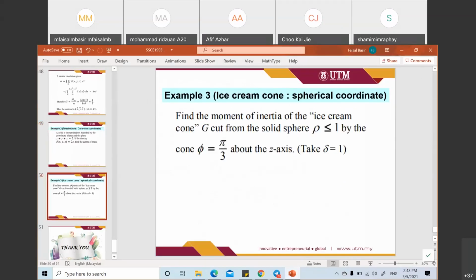Okay, so ice cream cone. About the ice cream cone, we have an ice cream cone cut from the solid rho equals 1, which means, so rho is what? What is rho? So rho is actually square root of x squared plus y squared plus z squared, right? Is that one? Then what else you have? You have the cone phi equals pi over 3 about the z axis.